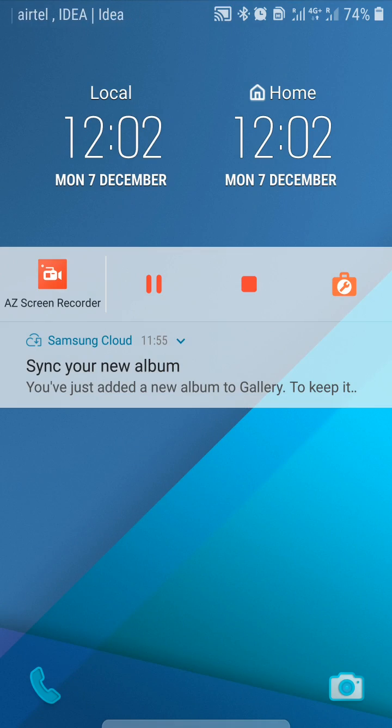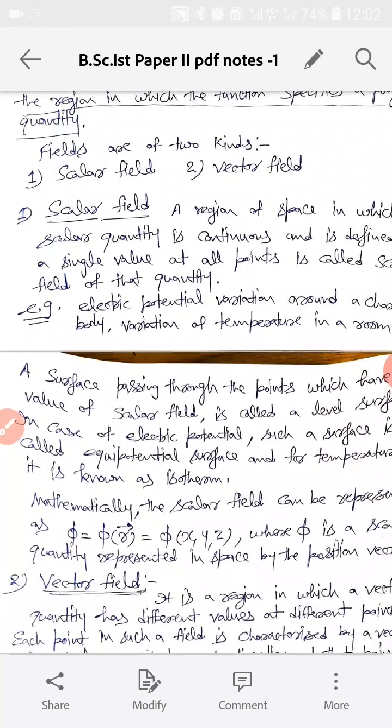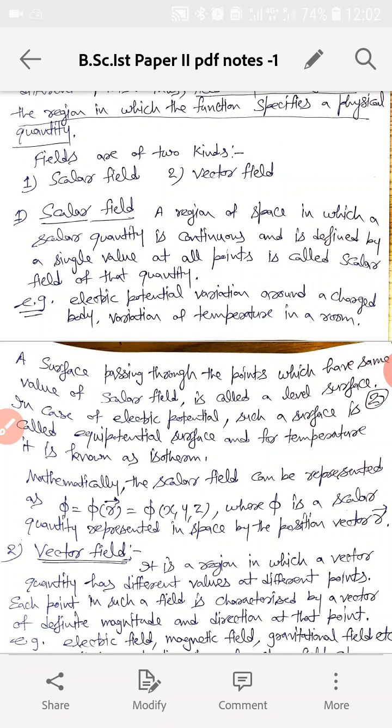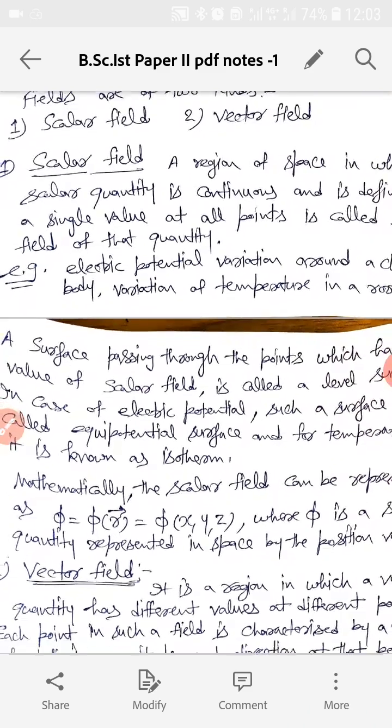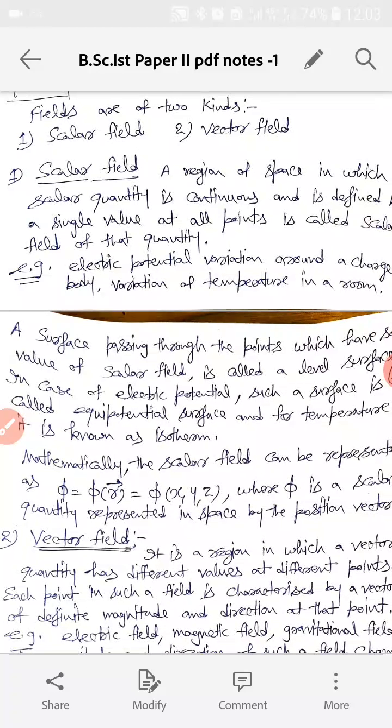So if we join all those points within that space having the same value of that scalar field, then we will get a surface, and that surface over which the scalar field has the same value is known as a level surface. This you will understand. For example, in the case of electric potential, such a surface is known as an equipotential surface. This you might already know from your plus 2.